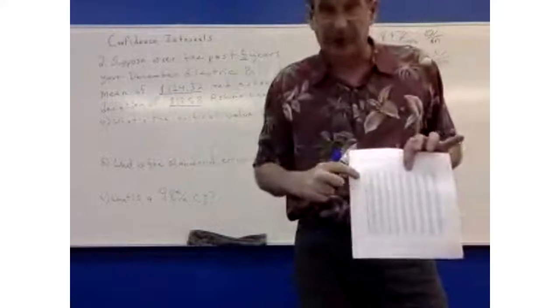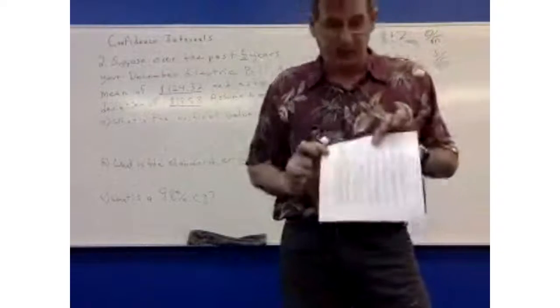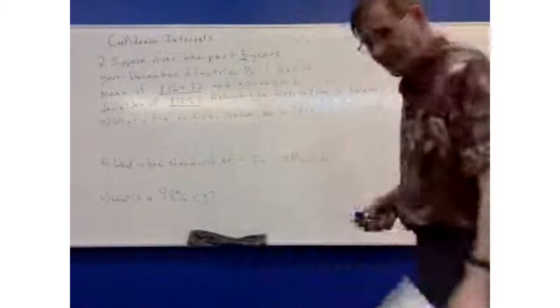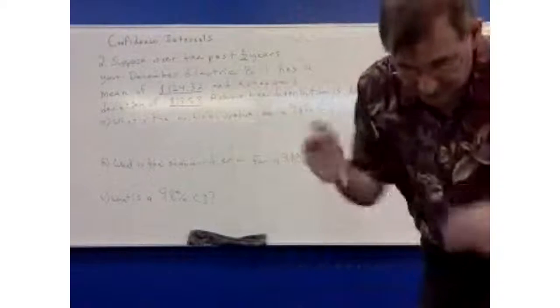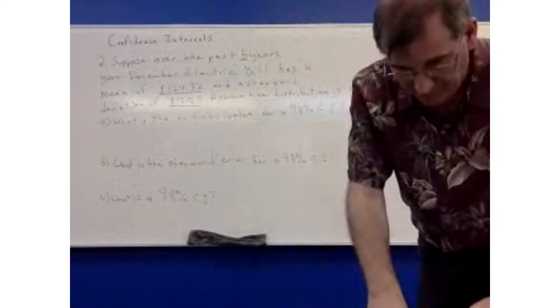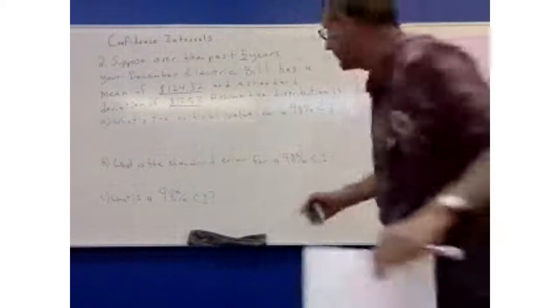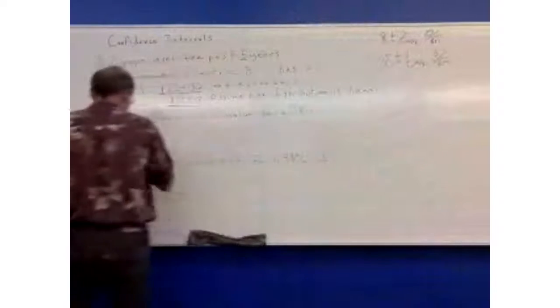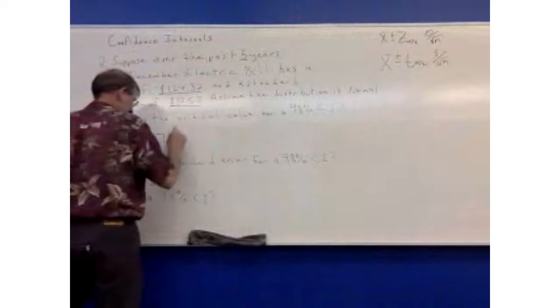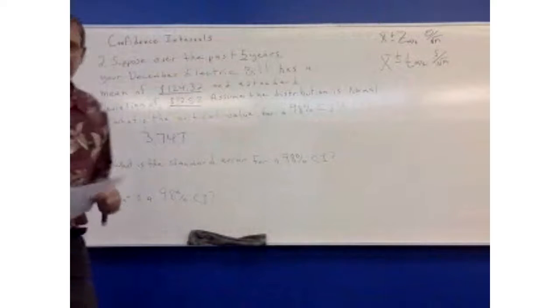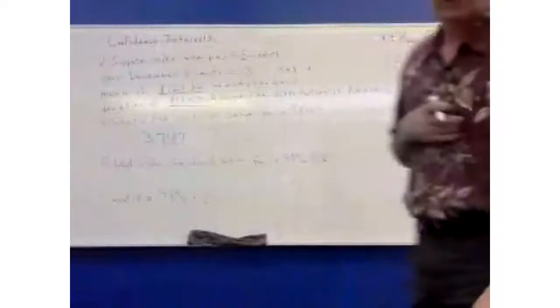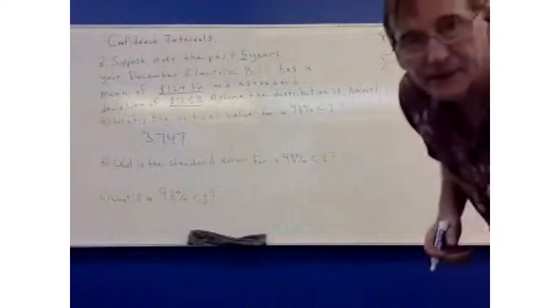So you go to 4 degrees of freedom and 0.01, and that intersects at 3.747. That's where that intersects. Hopefully everyone saw that. Okay, the decimal's kind of hard to read, isn't it?